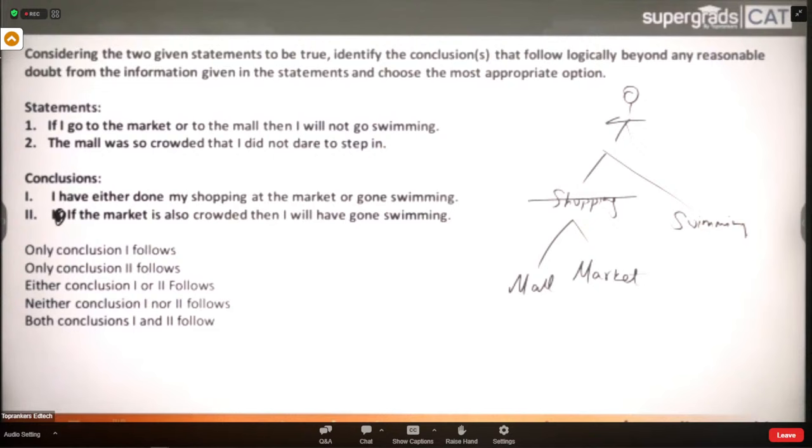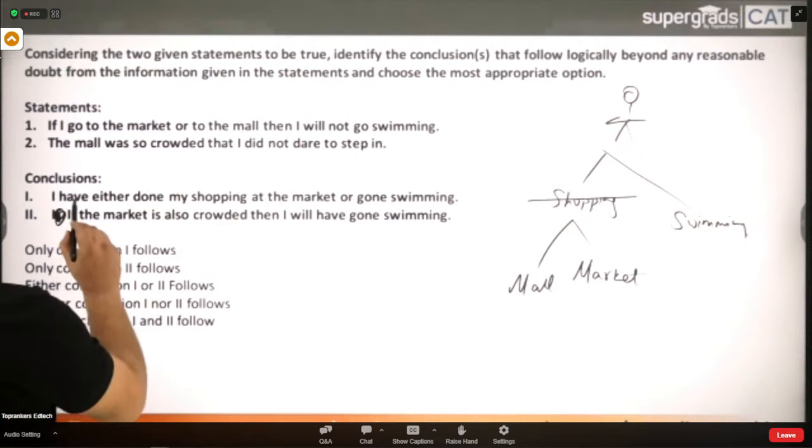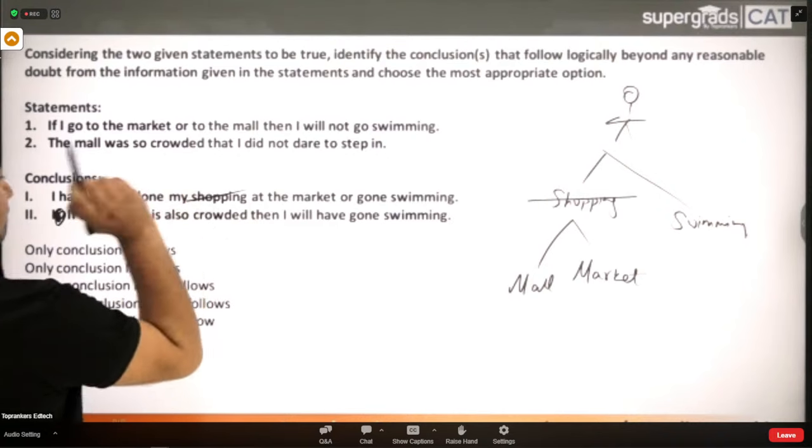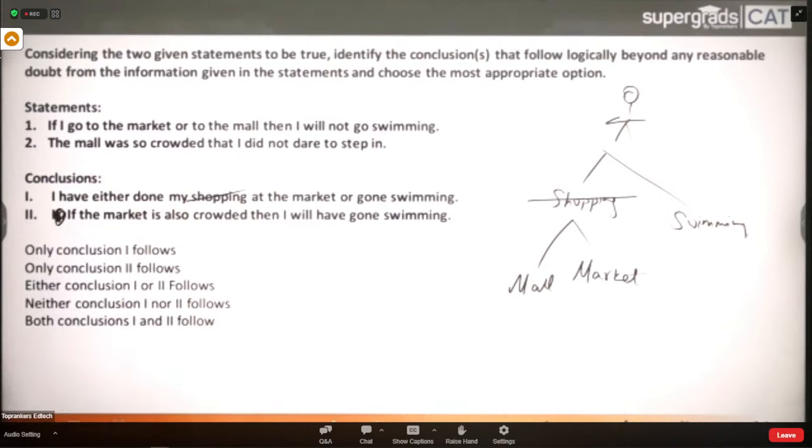And that is why Vishal, full marks to you. Vishal is totally right. See, the shopping point is gone, that is why conclusion one will not follow. It just won't. Clear? Coming to conclusion two.